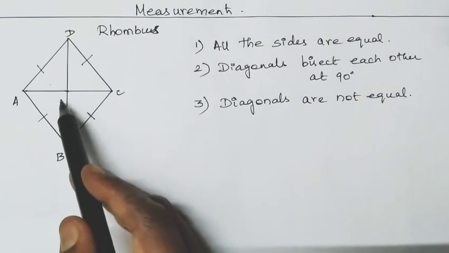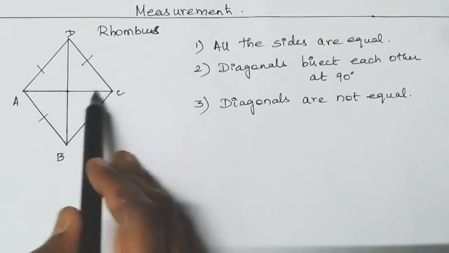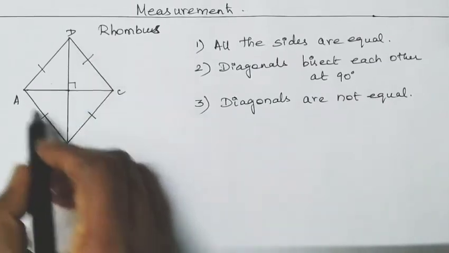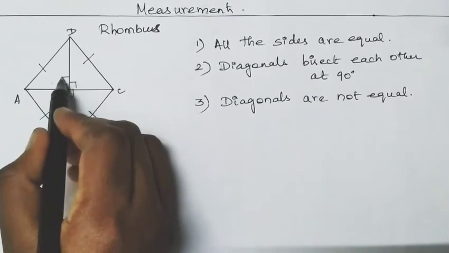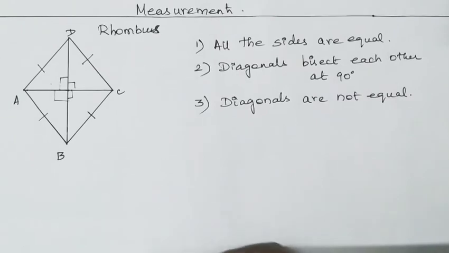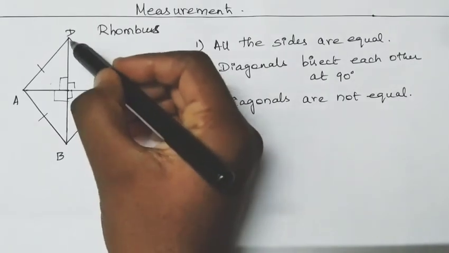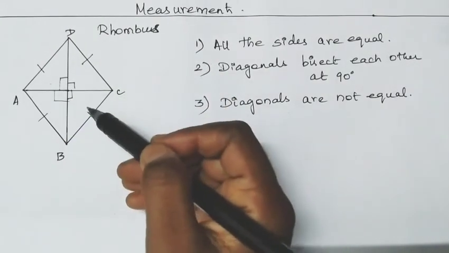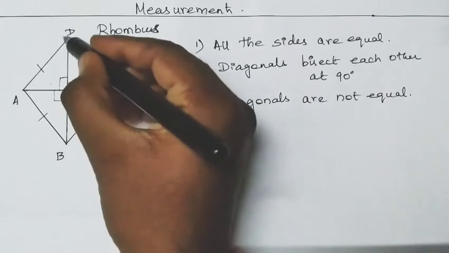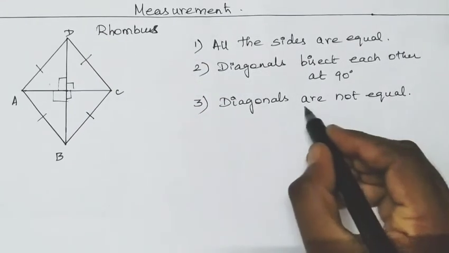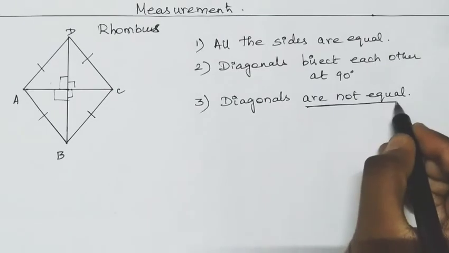Now look at the second point. Diagonals bisect each other at 90 degrees. In a square also, diagonals bisect each other at 90 degrees. Then what is the only difference between square and rhombus? In a square, diagonals are equal, but in a rhombus, diagonals are not equal.